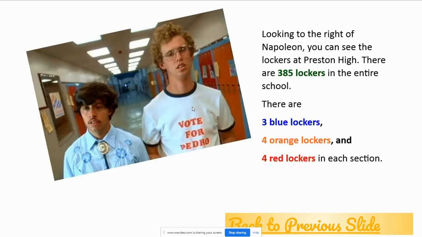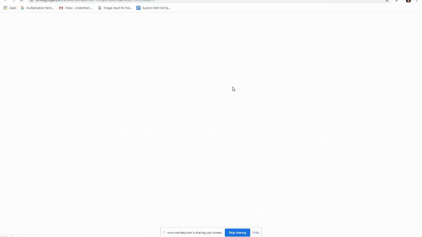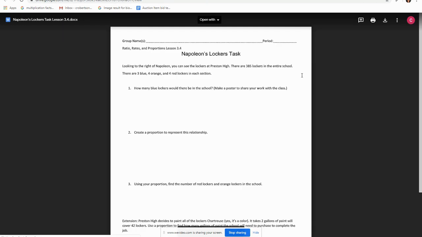So on this, we would put a prompt up, and this is about lockers in Preston High. There's 385 of them, but there's a proportion, 3 to 4 to 4, and the kids have to figure out how many red lockers, orange lockers, and blue lockers you would need to keep that proportion on a bigger scale for the 385 lockers. They're given a paper that helps guide their thinking a bit, and then the kids make a poster and then present their ideas to the class.